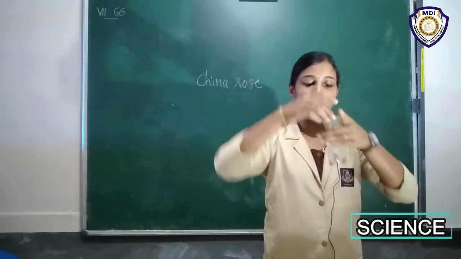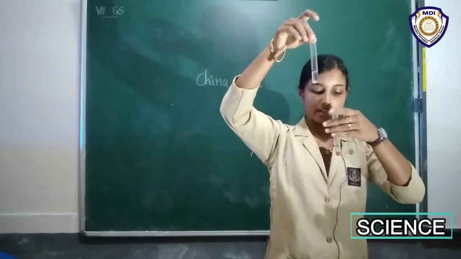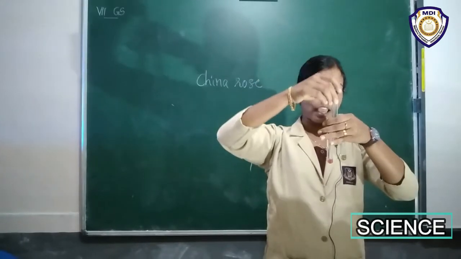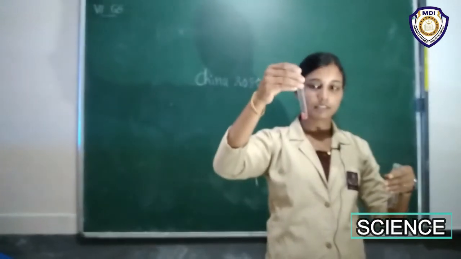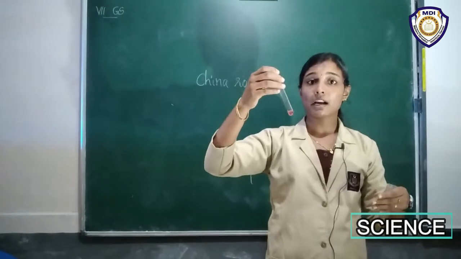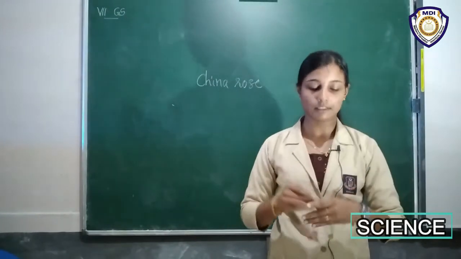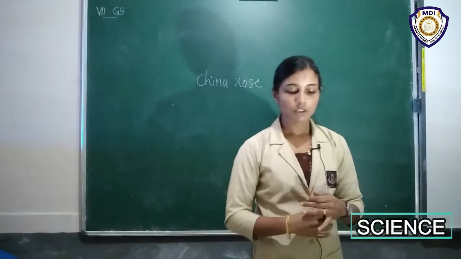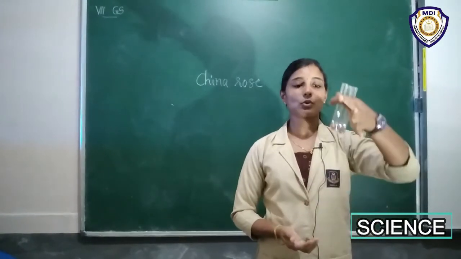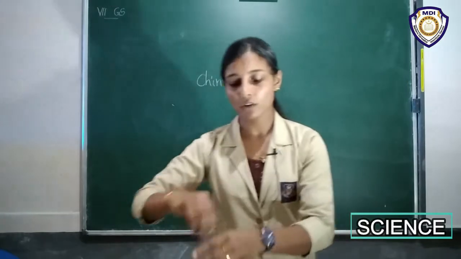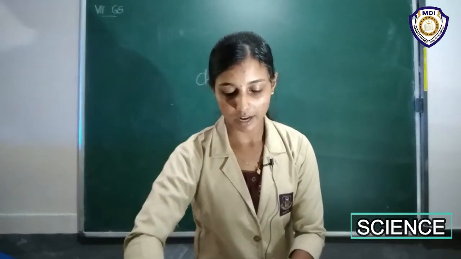The indicator solution, that is, this solution in the middle. An acid solution will make a color of red and a basic solution will turn it green. Okay, so you can do this experiment on your own at your homes, right?